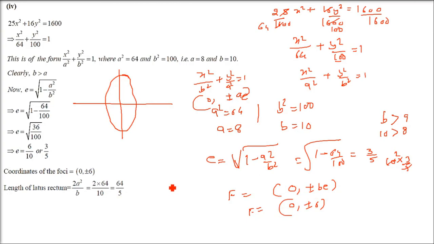What about the length of the latus rectum? Is 2a square by b, length of the latus rectum. So we have this 0, 6, this is 0 minus 6, and the length of the latus rectum is 2a square by b, not 2b square by a. It will be 2a square by b. As I said previously, it was 2b square by a for the horizontal ellipse, but for vertical one, it's going to change. It will be 2a square by b. Just put it here. A square is 64, b is 10. It is 64 by 5, length of the latus rectum.